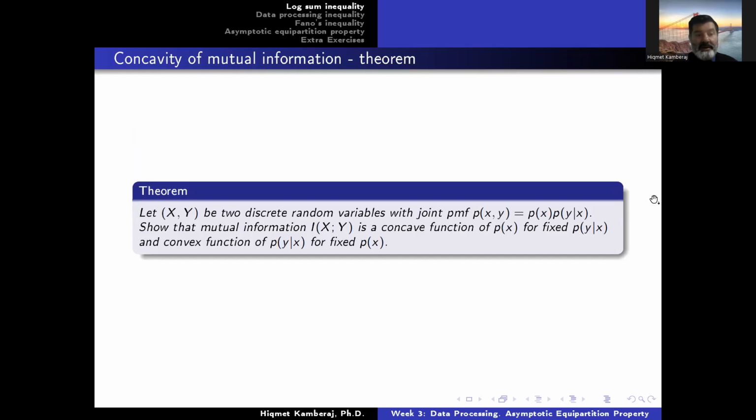Now we are going to prove another theorem, which is the concavity of the mutual information. Let x and y be two discrete random variables with joint probability mass function P of x and y, which can be written based on probability and statistics as P of x times the conditional probability P of y given x. We want to show that the mutual information I between x and y is a concave function of P of x for fixed conditional probability P of y given x, and a convex function of P of y given x for fixed P of x.